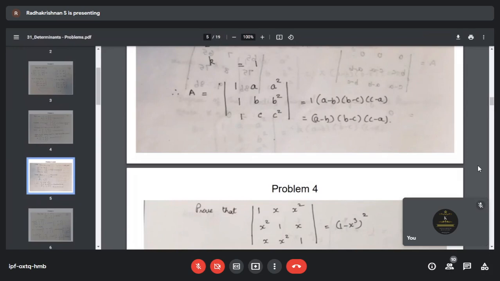In a determinant like this, if you shift 1, x, x square, you get x square, x, 1. There are just three terms, and in all three rows just the positions are changed. This kind of determinant we call cyclic symmetric. If it's a matrix we call it a cyclic symmetric matrix. This is the determinant.